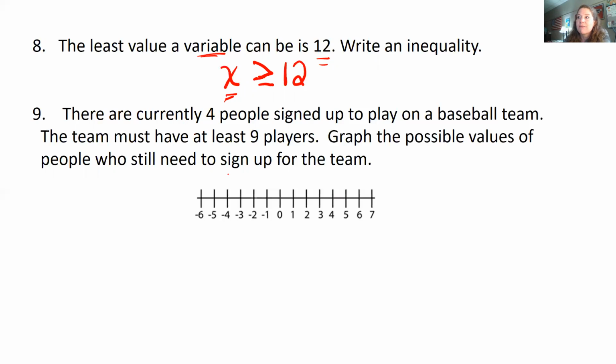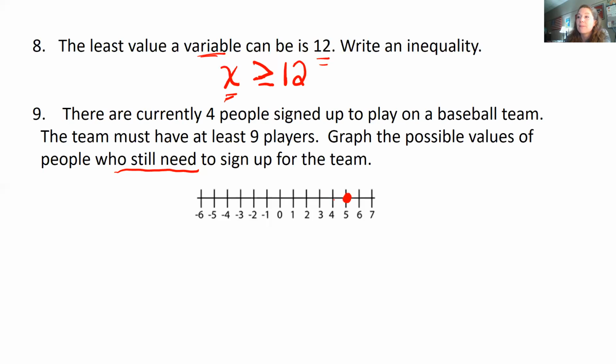Number 9, there are currently 4 people signed up to play on the baseball team. The team must have at least 9 players. What does at least mean? 9 or more. Graph the possible values of the people who still need to sign up for the team. So we already have 4. If we need at least 9, how many people do we need to sign up? What do you think? What if 5 people signed up? Would that be enough? Yep. So the number of people signing up can be 5, because 5 and 4 is 9, and that's at least 9. Or what? What else?